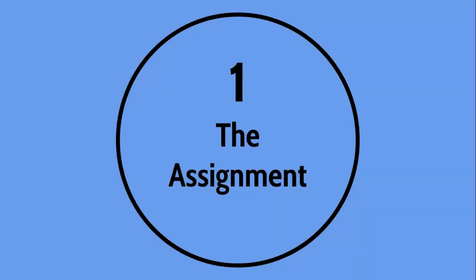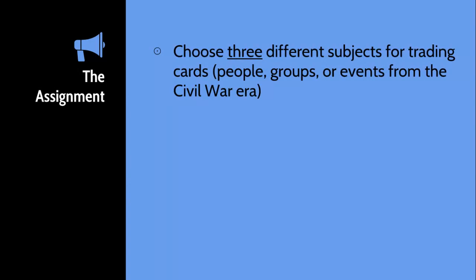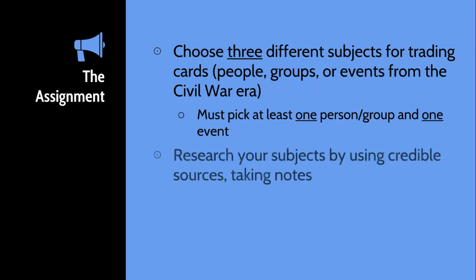So let's begin by first looking at the assignment itself. You are going to choose 3 different subjects to design trading cards on, and these are going to be people, groups, or events from the Civil War era. You have to pick at least one person or group and one event, so this will cover 2 out of your 3 cards, and then your final subject is up to you. So it can be another person or group, can be another event, whatever you like.